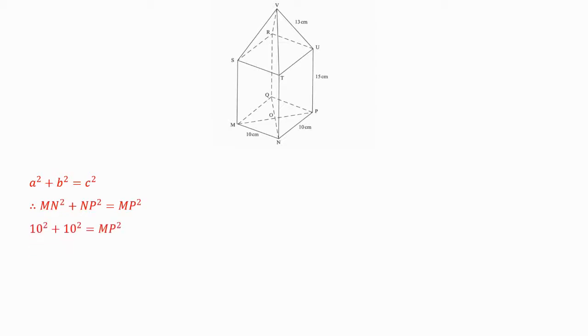Therefore 10 squared plus 10 squared is equal to MP squared, or rather MP squared is equal to 10 squared plus 10 squared, which is equal to 200. We square root both sides to find the value of MP, and MP is equal to 14.14 centimeters, correct to two decimal places.